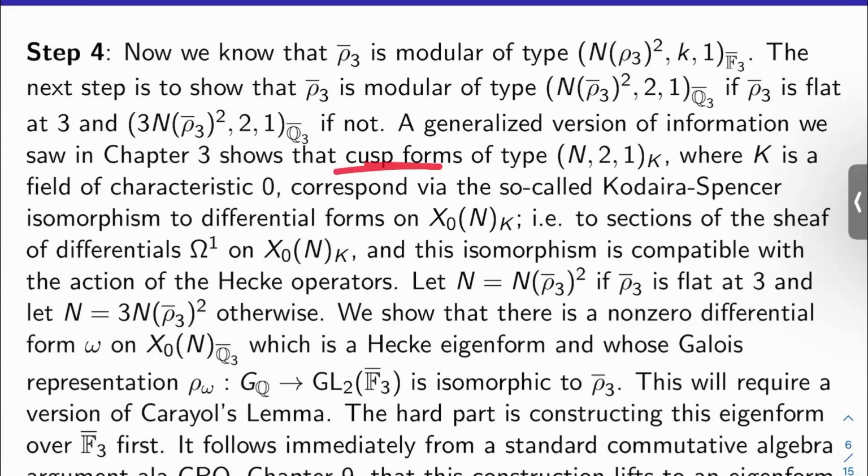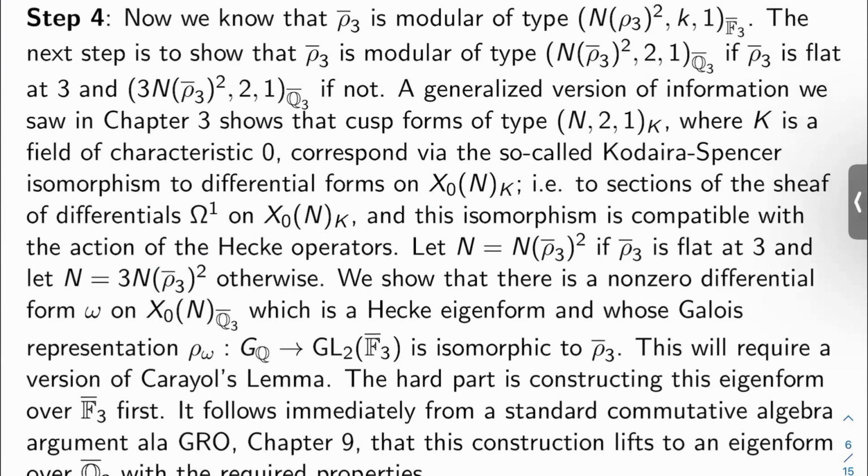shows that cusp forms of type N, 2, 1 over K, where K is a field of characteristic 0, correspond via what we call the Kodaira-Spencer isomorphism to differential forms on the modular curve X0(N) over K, the K model, i.e. to sections of the sheaf of differentials omega 1 on X0(N) over K. And this isomorphism is compatible with the action of the Hecke operators. So we talked about this in a special case in chapter 3, basically when K was Q, okay, or C.